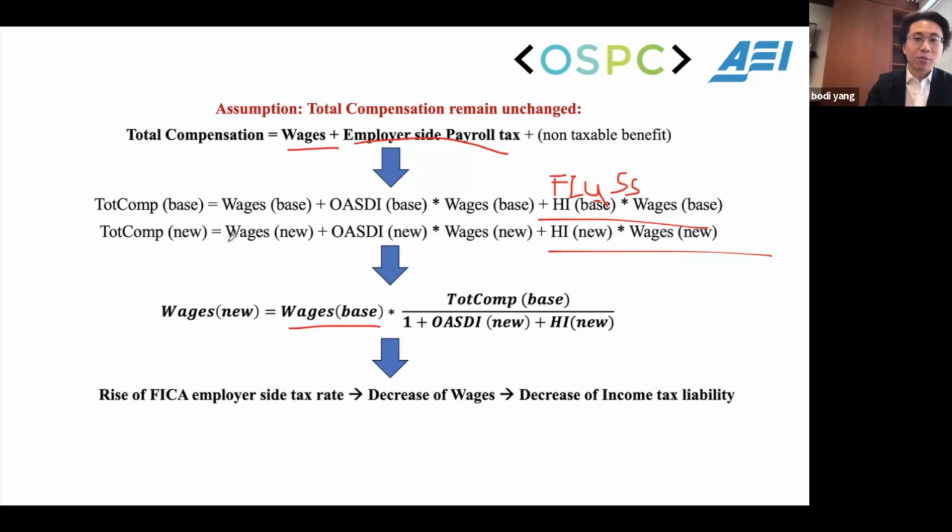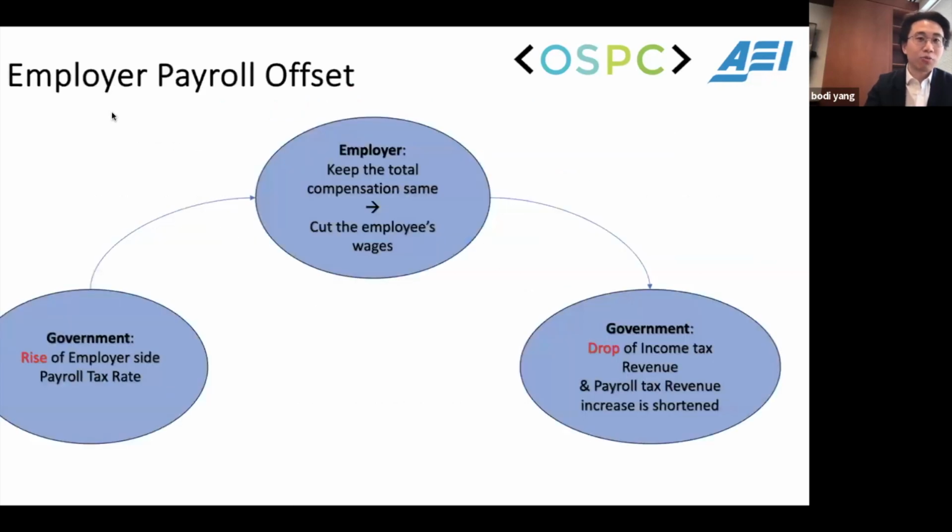So let's go back to this chart for another review of how this happens. Whenever the government raises the payroll tax rate from the employer side, the employer will have an incentive to keep the total compensation the same. So they will cut the employee's wage, and this cutting of the employee's wage will affect the tax revenue from the employee side, both income tax revenue and the payroll tax revenue. So that is the idea of how this system works. Next step, I will jump into the usage of this function, the payroll offset function.